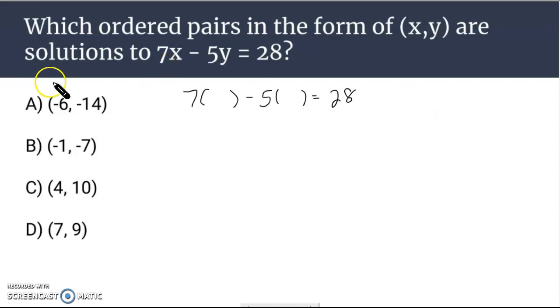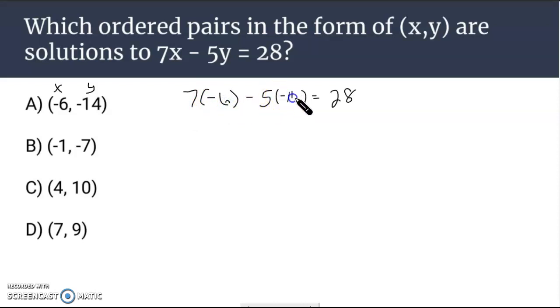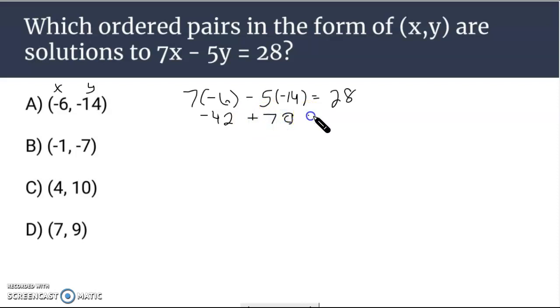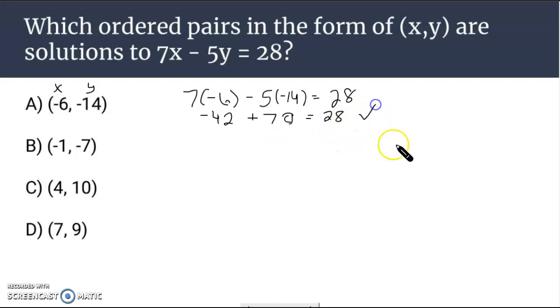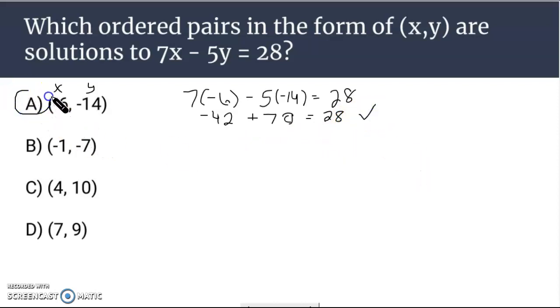Alright, so for a, we're going to plug in those values. X is negative 6, that's our x coordinate. Y is negative 14, that's our y coordinate. So we'll have 7 times negative 6 here, 5 times negative 14 here. 7 times negative 6 is negative 42. Negative 5 times negative 14, think of that 5 as a negative. Negative times a negative is positive 70. And then we have negative 42 plus 70, and it turns out that is in fact 28. So A is going to work. That is a solution. That means this coordinate point is on the line 7x minus 5y equals 28.